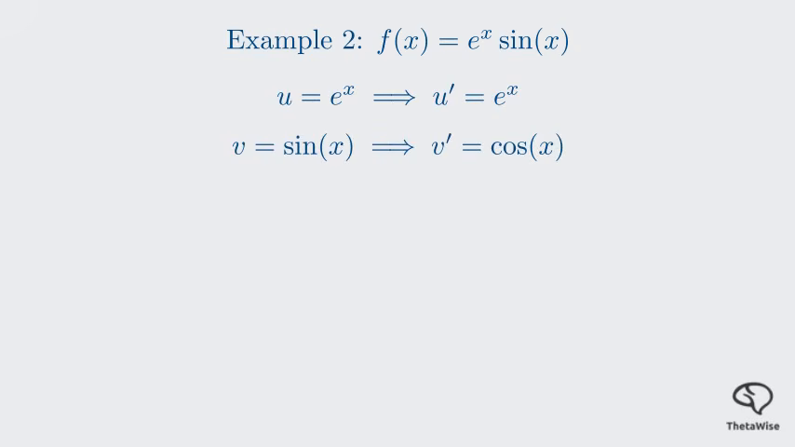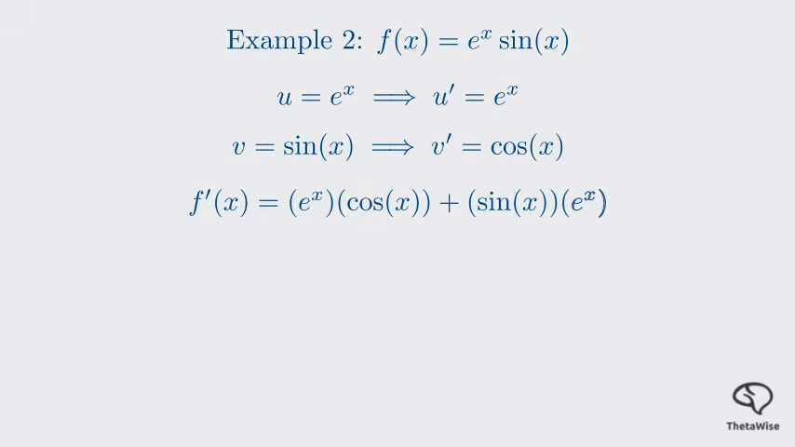Now we apply the product rule. We have e to the x times cosine of x plus sine of x times e to the x. We can factor out the common term, e to the x, to get e to the x times the quantity cosine of x plus sine of x. Simple, right?